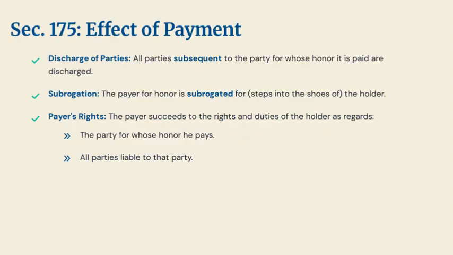Section 175, Effect of Payment. First, it is a discharge of parties. All parties subsequent to the party for whose honor it is paid are discharged. For subrogation, the payer for honor is subrogated to the holder, stepping into the shoes of the holder. Next, the payer's right: the payer succeeds to the rights and duties of the holder as regards the party for whose honor he pays and the parties liable to that party.